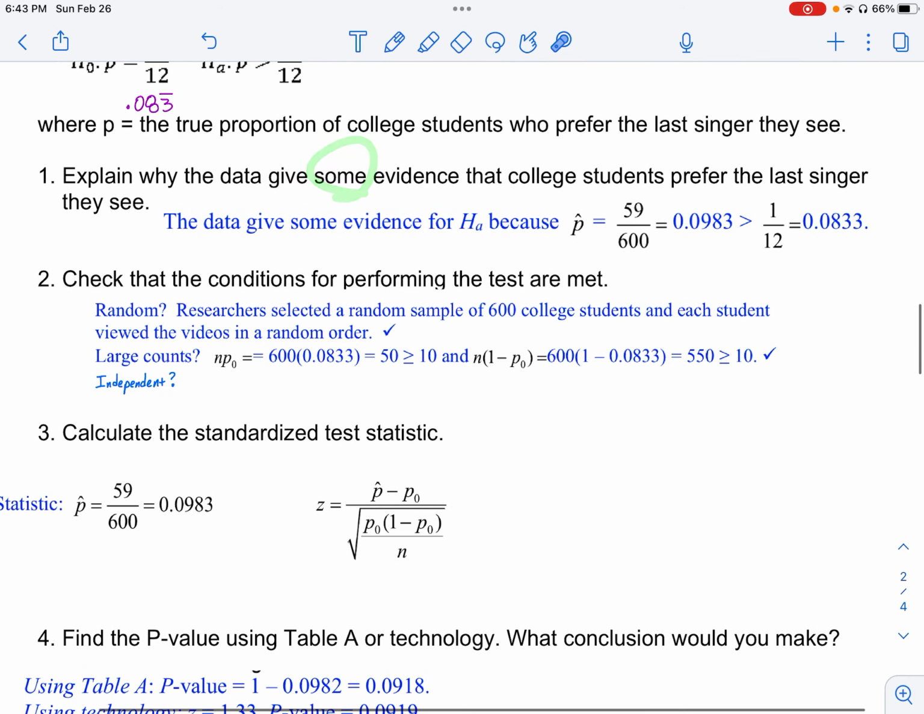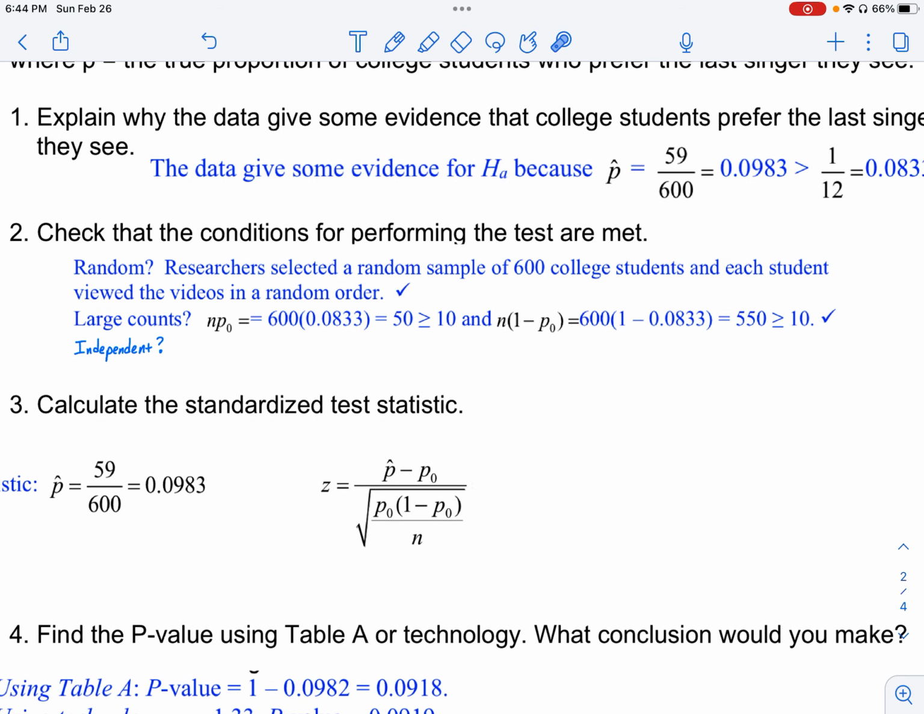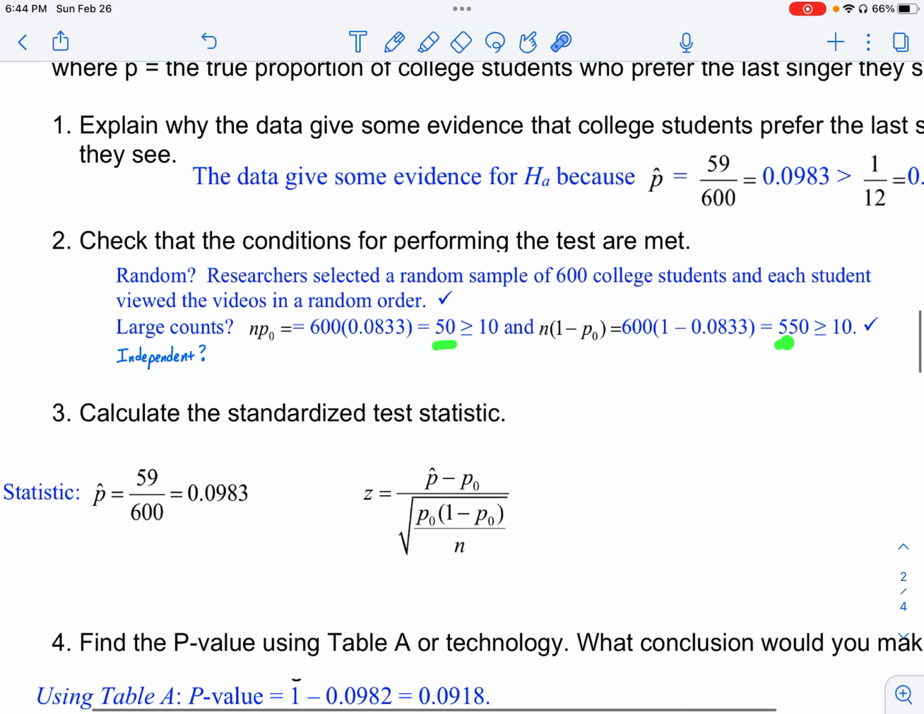Okay, checking the conditions. This should be becoming very routine by now. Was it random? It said that it was a random sample of 600 college kids, so we're good. They looked at the videos in a random order, so we're good, very random. Large counts. One thing to point out here, you have to have 10 successes and 10 failures. So we had 600 college kids, right? Did we have at least 10 that picked the last singer and 10 that did not pick the last singer?